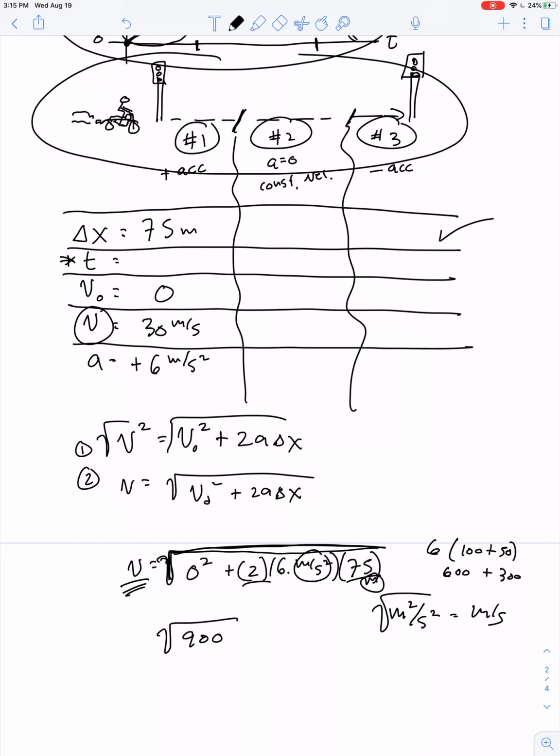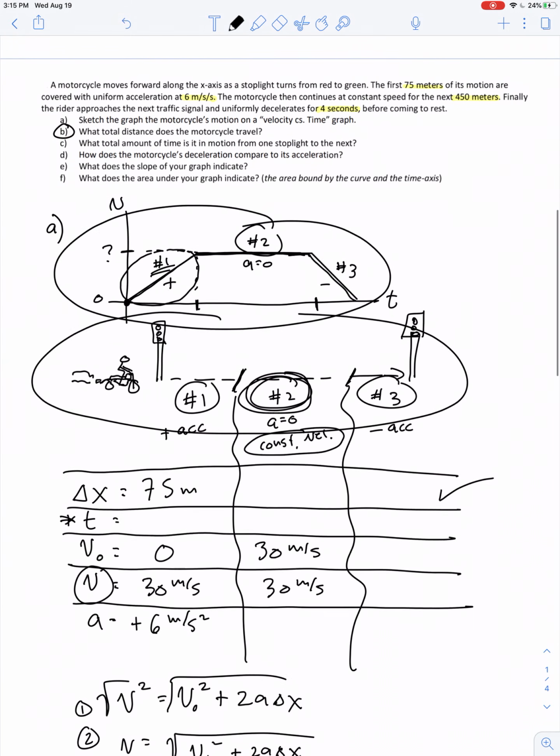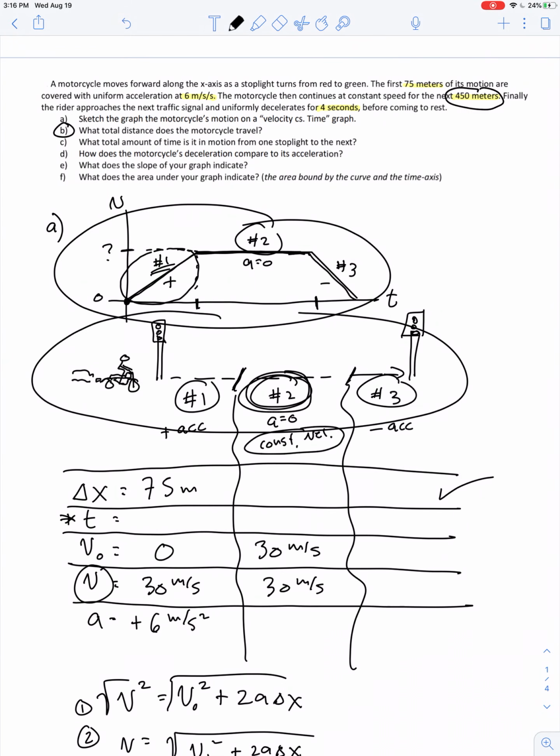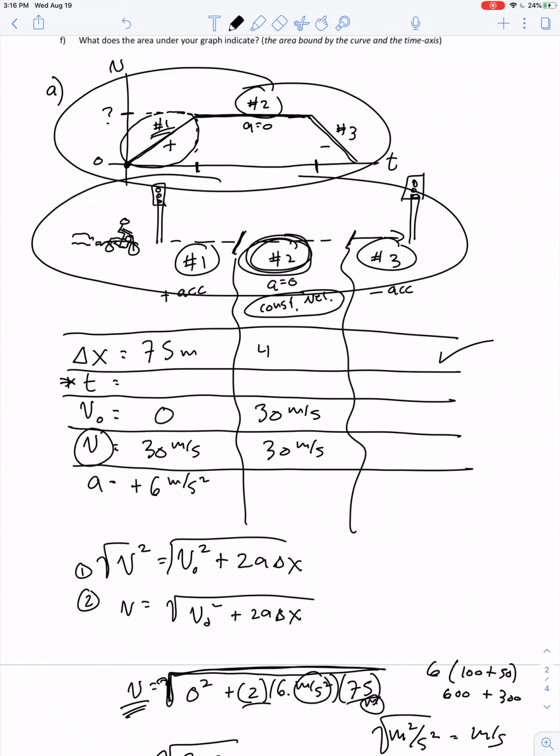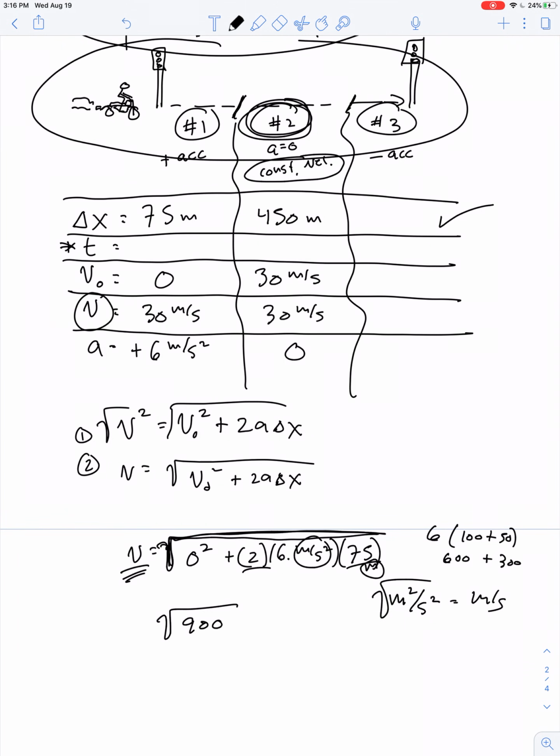That means that's the initial velocity at the beginning of interval number 2, as well as the final velocity at the end of interval number 2, because in interval 2 it's maintaining constant velocity. We're also told in interval number 2 that the distance traveled is 450 meters. We know the acceleration is 0. That's implied by saying it's constant velocity. So we just need to figure out the time in interval number 2. Well, that's easy. 450 meters at a constant speed of 30 meters per second.